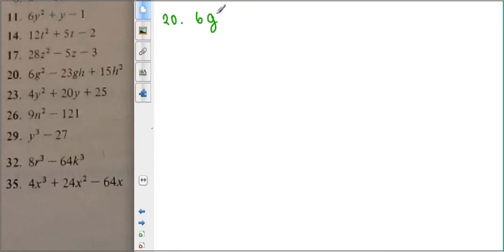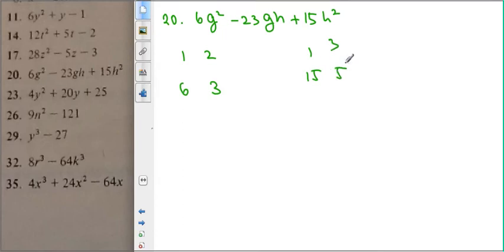(6g squared minus 23gh plus 15h squared). Now, so once again, let's play with the numbers. 6, that means 1 and 6, or 2 and 3. 15 is 1 and 15, and 3 and 5. Can we somehow get 23? Let's see. 6 times 15, oh, that's way too big. 6 times 1, that's 21. So that's not going to cut it. And then 6 times 3 becomes 18. Oh, wait a minute. 1 times 5 is, that's right.